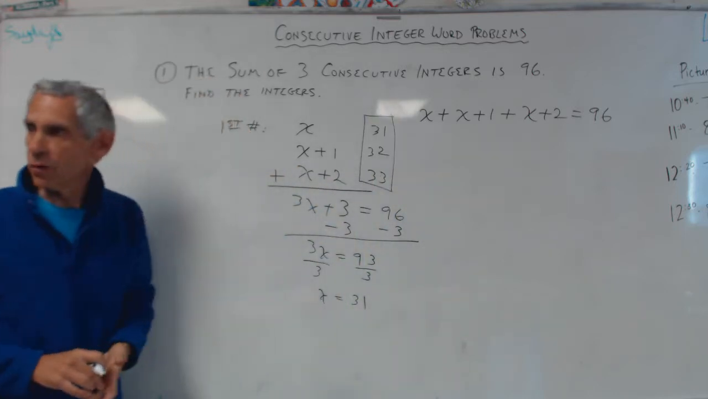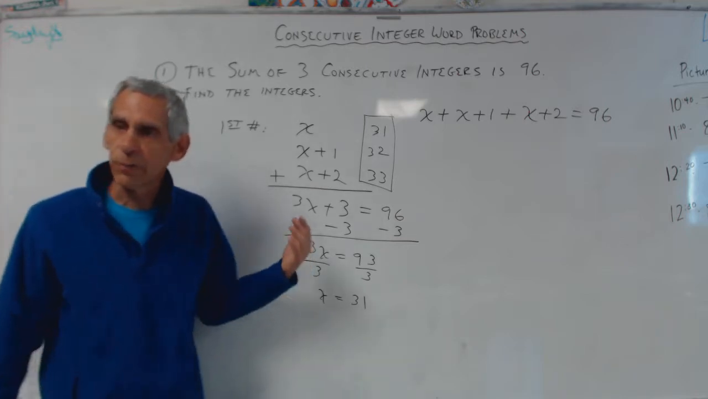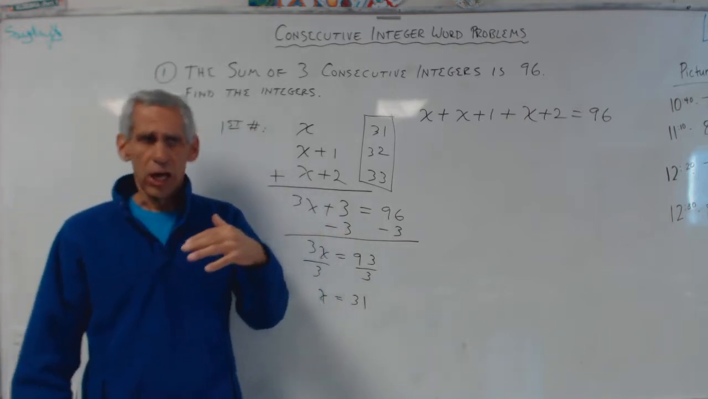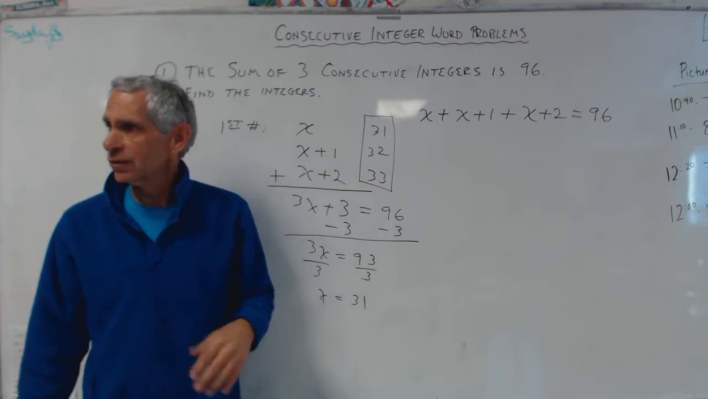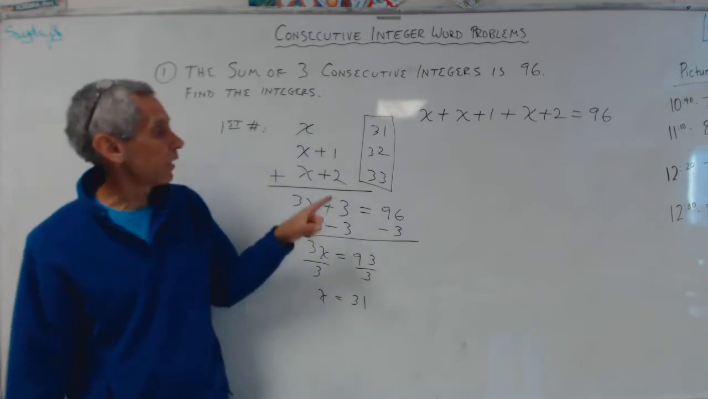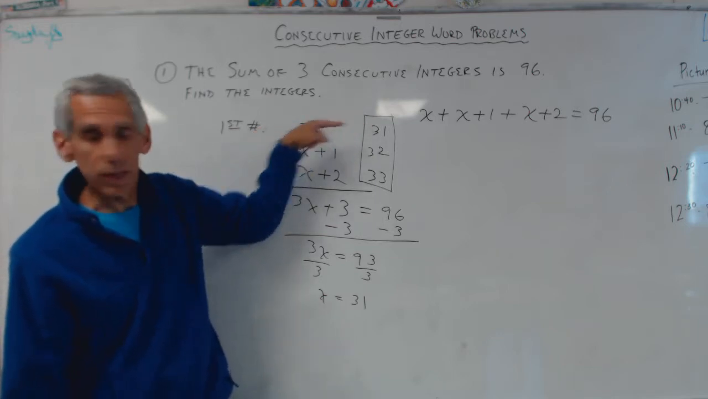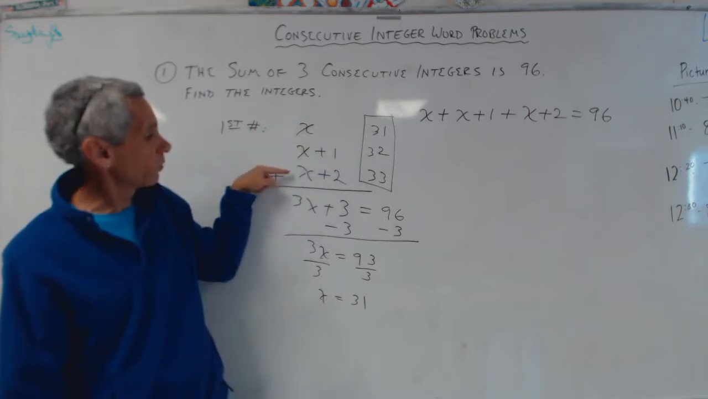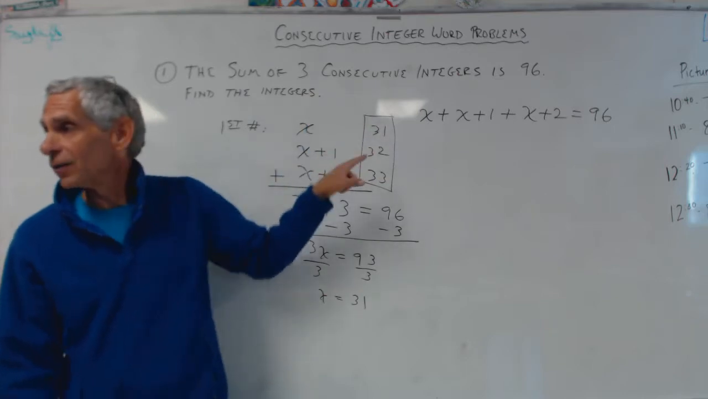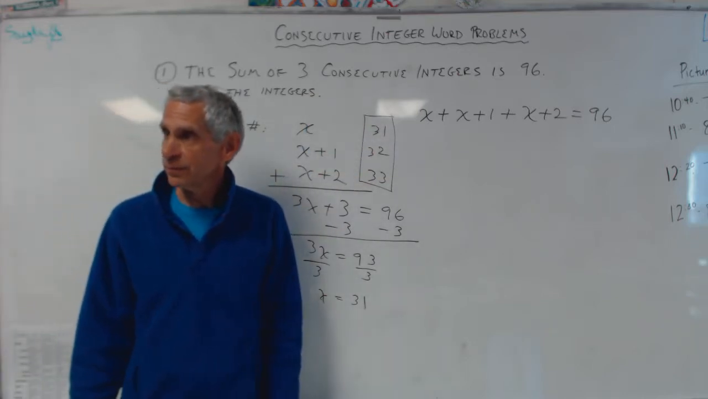Normally with word problems, I expect you to write down the answers in sentence form. With these, I'm okay with just this, where you just, next to the x, you put a 31. Next to the x plus 1, you put a 32. Next to x plus 2, you put 33. Put it in a box so I can see the answer. Does that make sense?